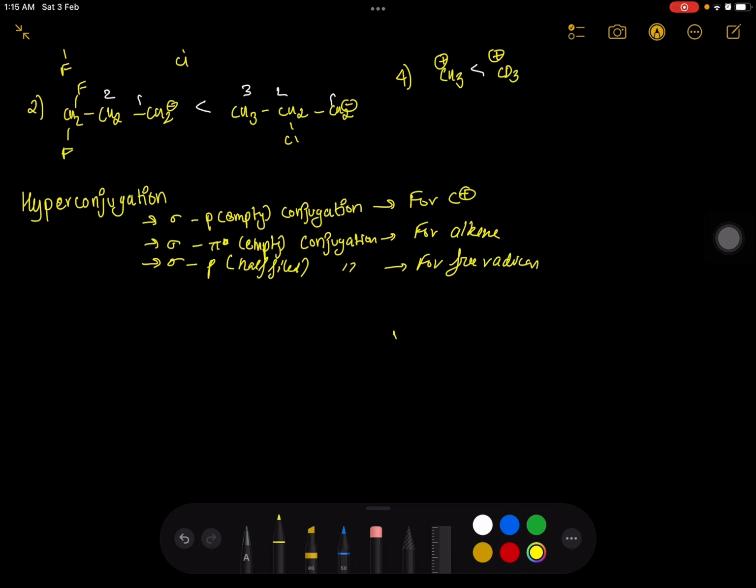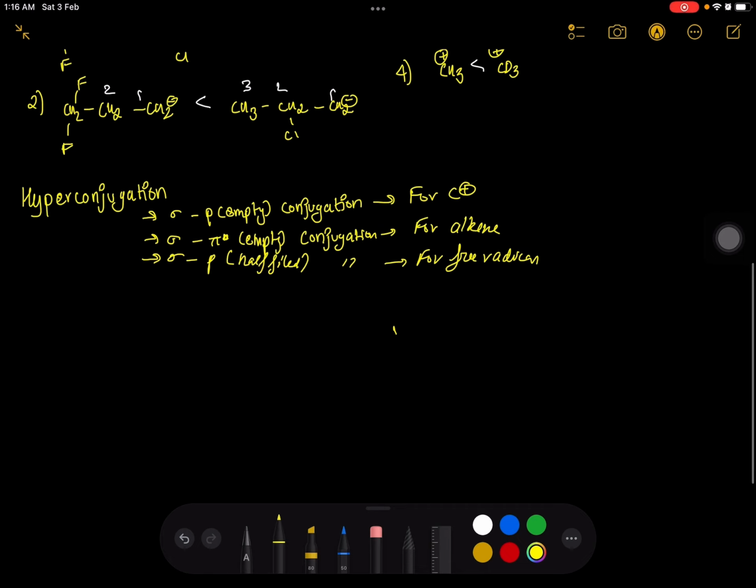Okay. Now in hyperconjugation we have to look into the sp3 alpha carbon. So what is alpha carbon? Let's take different cases. CH3 CH2 C plus H2. So this is alpha. You get the idea, it's the one joined to the carbocation. This is the alpha carbon.